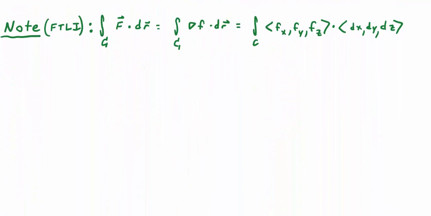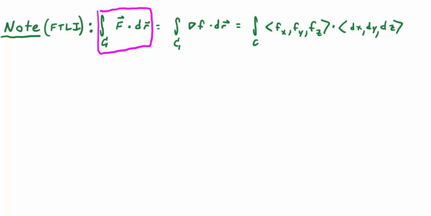So here's the big note of the day, which is going to turn out to be the fundamental theorem of line integrals. So suppose we want to evaluate the line integral with respect to the vector field, F dot dr. Then the assumption is F is a gradient field, so you can replace the vector F notation with the del f notation. They're one and the same.